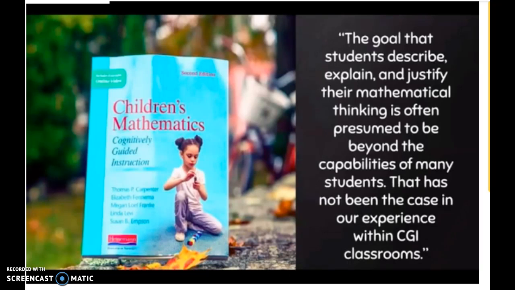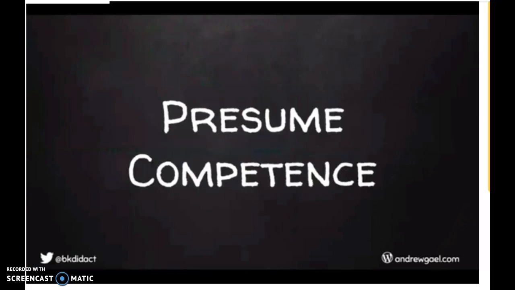This quote from Children's Mathematics is particularly pertinent, in my opinion. "The goal that students describe and explain their mathematical thinking is often presumed to be beyond the capabilities of many students. That has not been the case in our experience with CGI classrooms." The key word in this quote is presumed. Most teachers that think that CGI can't be applicable in their classroom presume that it's beyond the capabilities of their students.